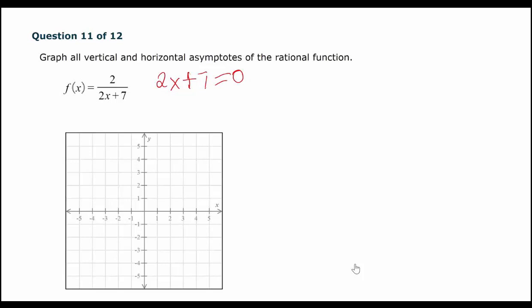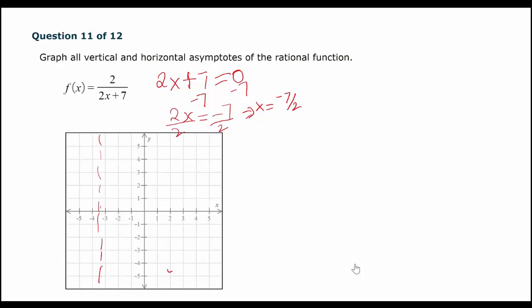So we will subtract 7 from both sides. We have 2x equals negative 7. Then you divide both sides by 2. So x equals negative 7 over 2, or negative 3.5, is the vertical asymptote. So the vertical asymptote is negative 3.5. You just take the line tool to draw this vertical asymptote.